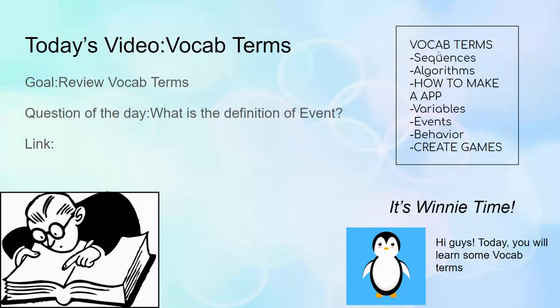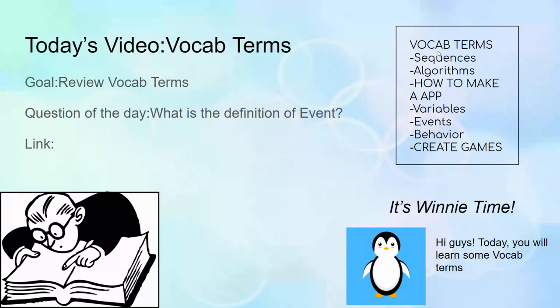Before we get into the definitions, I'm going to go ahead and read all of our vocab terms. So first we have sequences. Our second one is called algorithms. Then we got how to make an app. Our fourth one is variables. Our fifth one is events. Sixth is behavior. And seventh is create games.